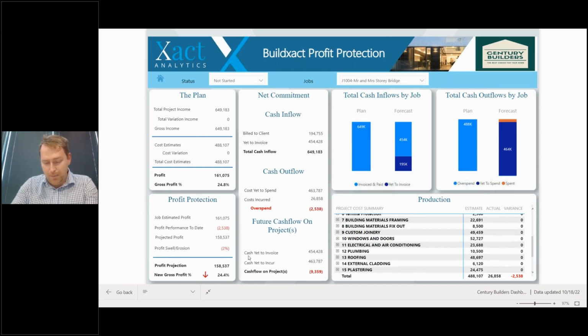And the other little bit I like about this as well is it gives you a bit of a micro cash flow down the bottom. So you go, well, I've still got yet to invoice this. The cash I'm yet to spend is this, or actually cash flow negative as far as it stands here.